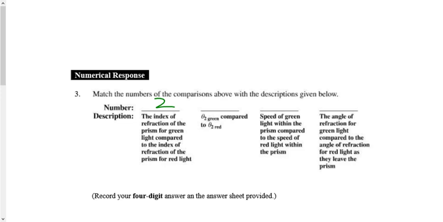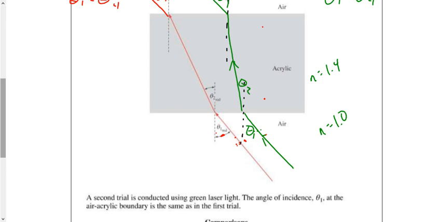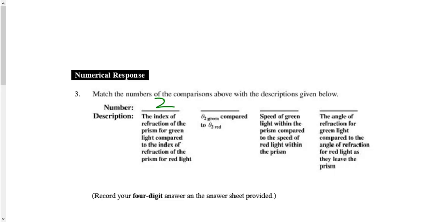What about theta 2 green compared to theta 2 red? Yeah? It's smaller, right. It bends more, but the angle is smaller. So we're going to say smaller is 1, less than. We're going to put that in as a 1. The speed of green light within the prism compared to the speed of light of red light within the prism. The index of refraction for green light is higher, so the speed is going to be smaller, right? So it's going to be a 1 as well.